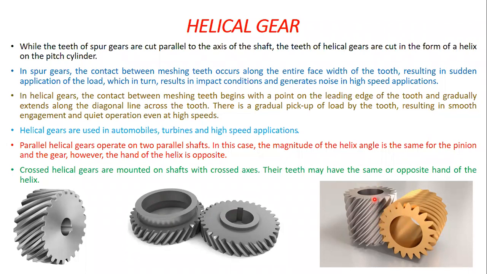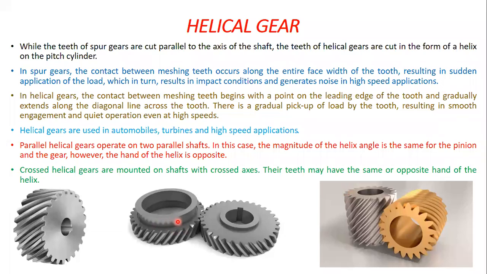That is the major difference between them. That's why they have given the name parallel, because the shafts of the two gears are parallel, whereas in crossed helical gear it is crossed axis.